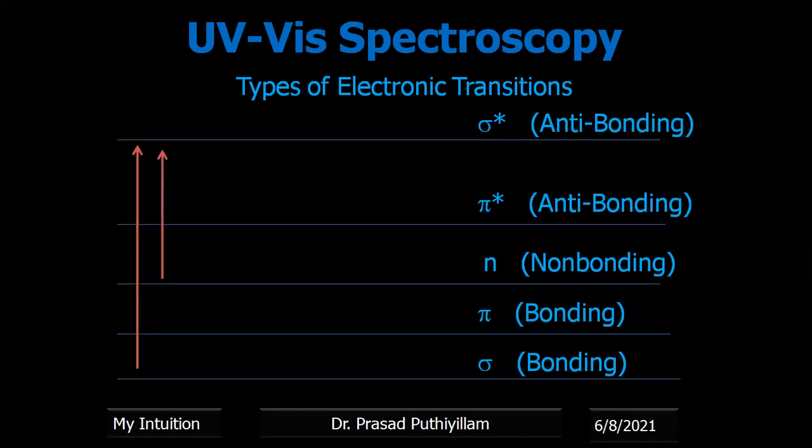The second possible transition is from n to sigma star, that is, electrons in the lone pair or non-bonding electrons. We already saw the shape of that. It can go to the sigma star level, or it can become that particular shape.